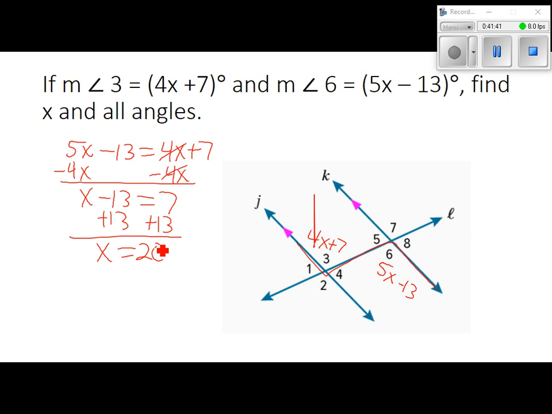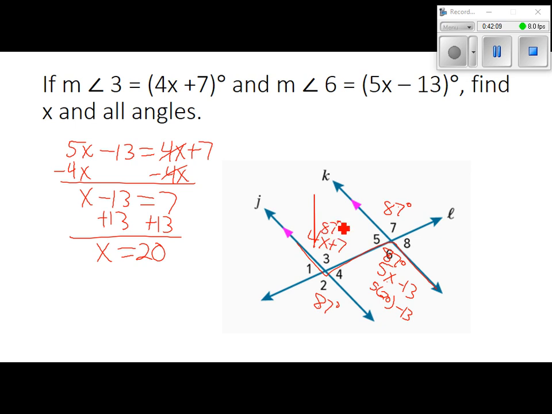Once we know x is 20, then we can just plug in and find each one. So if I plug in 20 right there, 5 times 20 is 100, minus 13, 100 minus 13 is 87. So angle 6 is 87, and then we can find all the rest of these. That's 87. Angle 2 has to be 87. Those are alternate exterior angles. Angle 3 has to be 87 degrees.